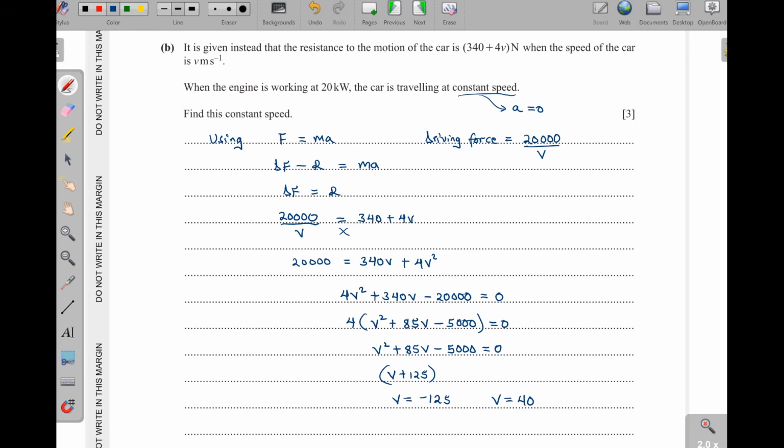Do you realize that I first left space here so that I can cheat the examiner by writing backwards? Then bring this one back. You will have V minus 40, which is equal to 0. So since this is speed, which is a scalar quantity, then we shall take the positive value. They didn't ask for velocity, so constant speed is therefore equal to 40 meters per second. As simple as that. Question 6.